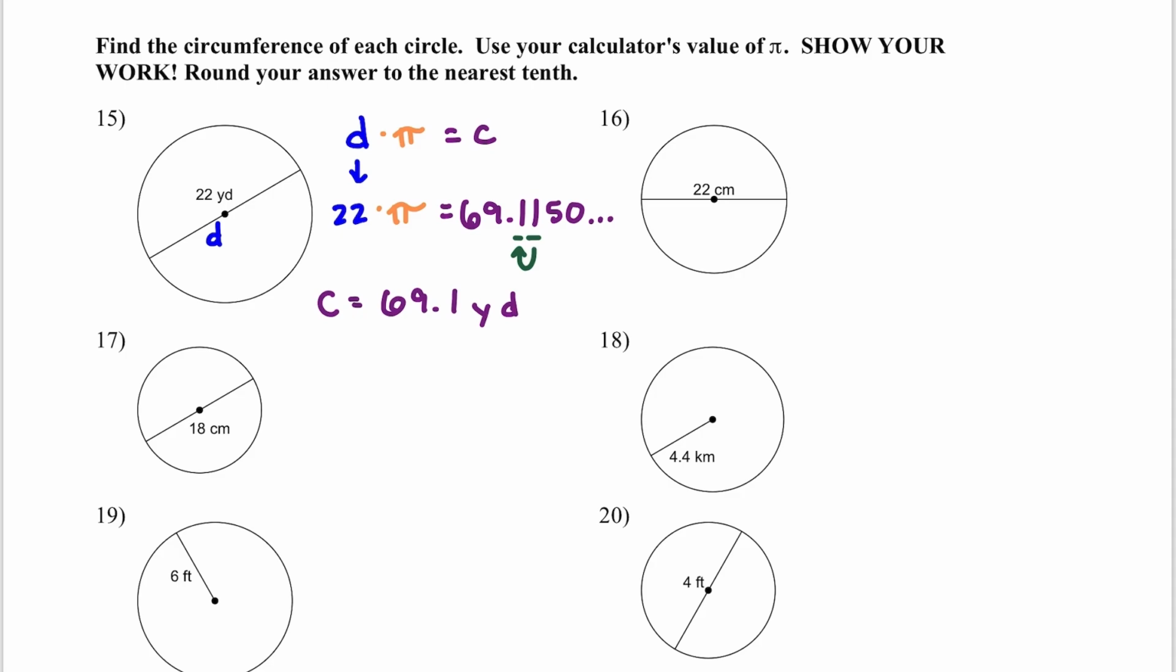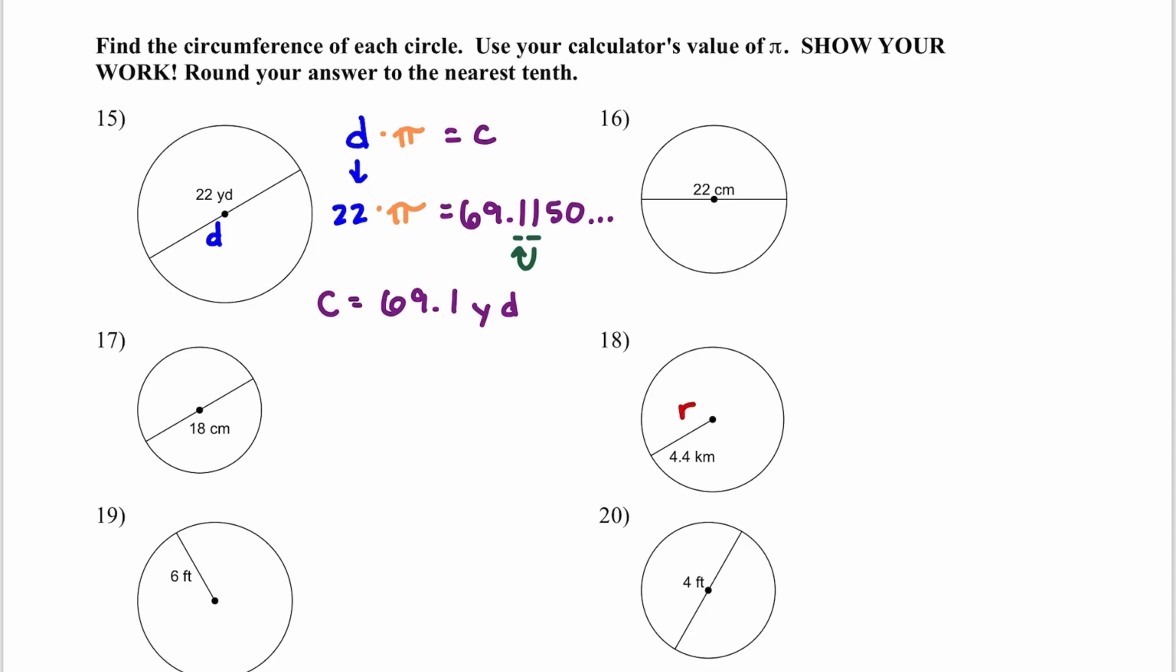You're also going to encounter another type of problem, like in number 18. Let's skip ahead to number 18 now. Again, I need to find the circumference, but I need to decide first, what information am I giving you? It's 4.4 kilometers, but what is it? Since it only goes from center to edge, that makes this one a radius.